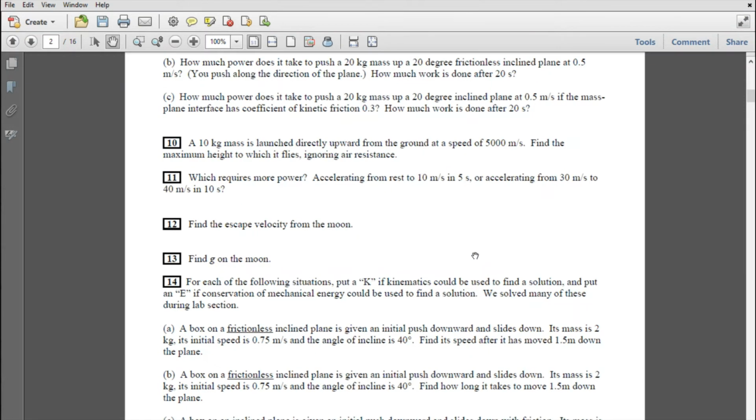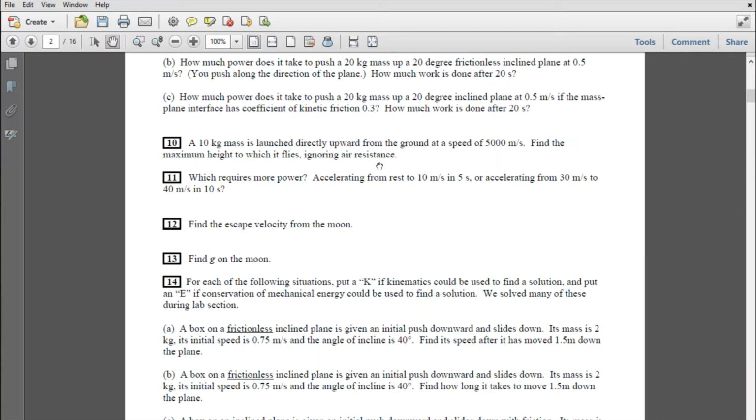10. A 10 kilogram mass is launched directly upward from the ground at a speed of 5,000 meters per second. 5,000 meters per second sounds pretty large. If I said 50 meters per second or 5 meters per second, it would be safe to assume that this object stays close enough to the surface of the Earth that mg is the force on it the whole time. But in this case, probably it's going to go up high enough, especially given that we're supposed to ignore air resistance, that we better use F equals G m1 m2 over r squared.